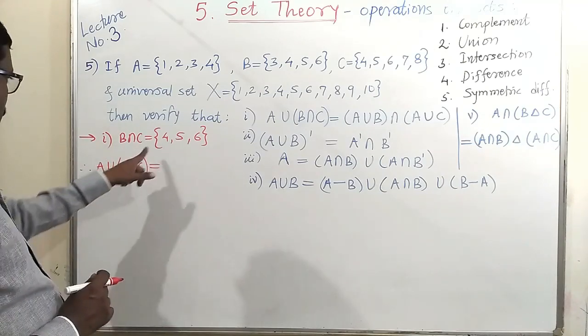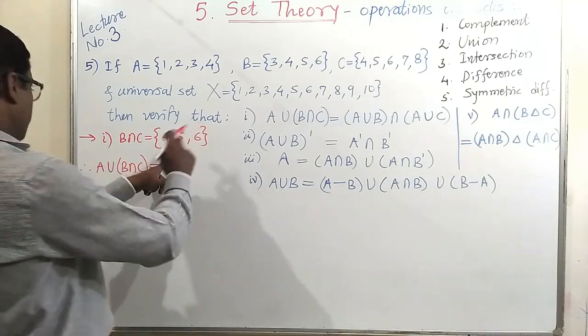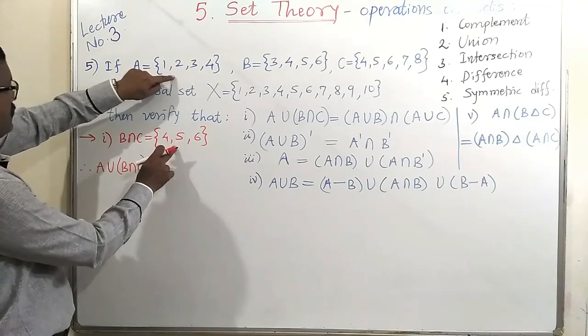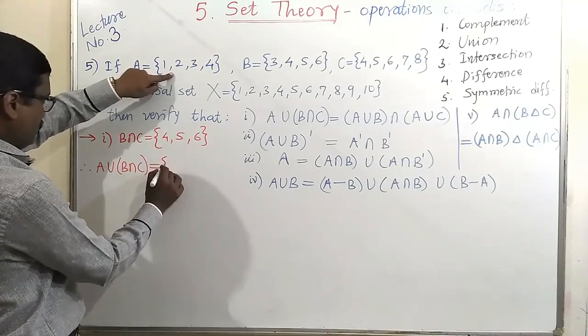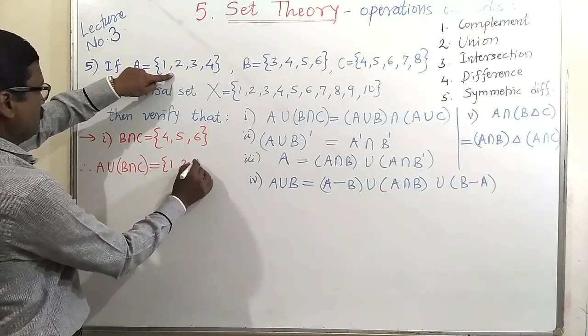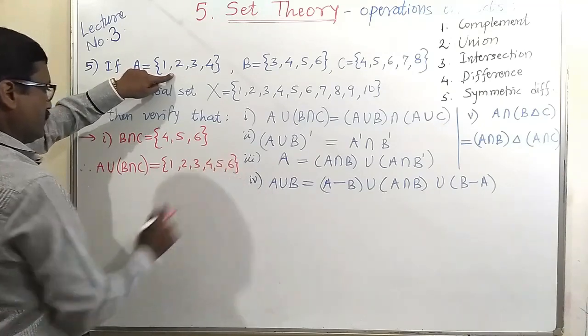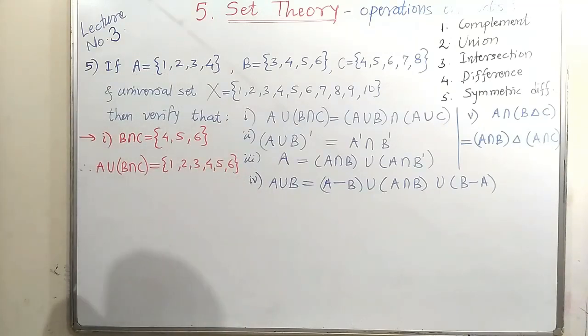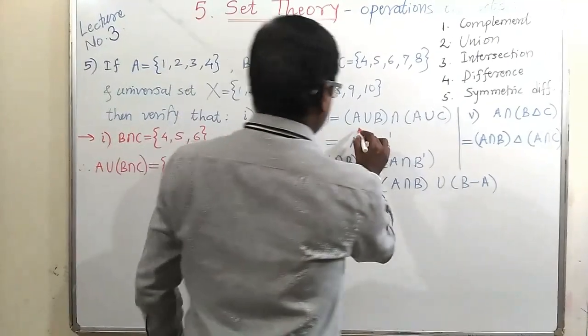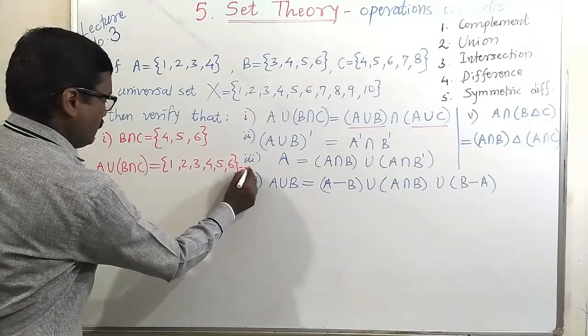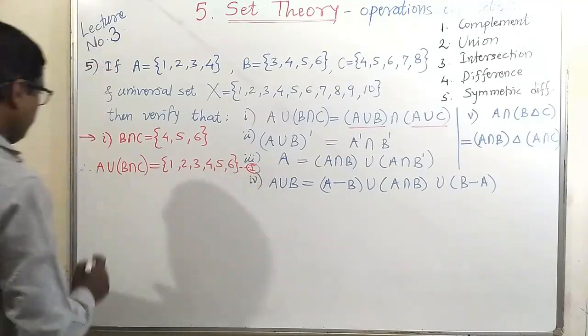For A union B intersection C, the intersection is this and A is here. So the union of these two means all the elements containing these two sets, which are nothing but 1, 2, 3, 4, 5 and 6. So 1 to 6 we get on the left hand side. To the right, now we require these two, A union B and A union C. Let us give this as first equation.